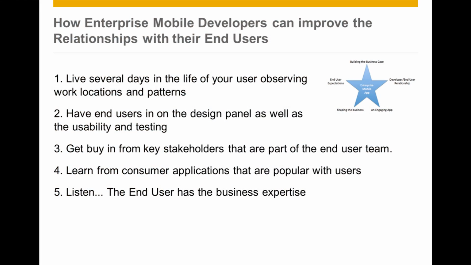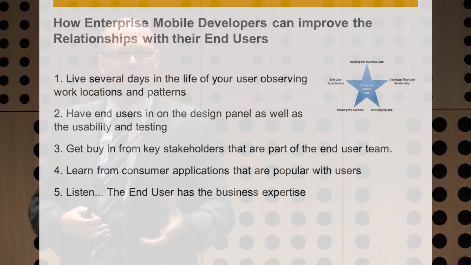So how do enterprise developers improve the relationship with their users? There's always been quite a disjoint between developers and end users. And with mobility, you need to bring that really down, because the prosumer demands so much. So you need to live several days in the life of an end user, observing how they work, where they work, what they do, their patterns of work. You need to have them as part of the usability and testing cycle. The end users will be the stakeholders, so they need to be part of this brains trust, this Mobility Innovation Council. And the consumer, or the prosumer, they know about these apps. They know what they like, and you should learn from them and really listen, because the end user has the business expertise. You're all business experts, and we can build apps for you.